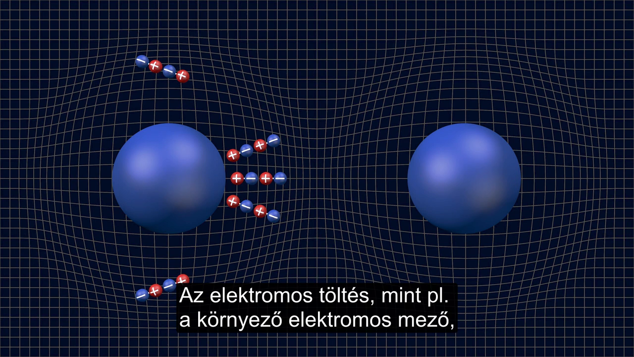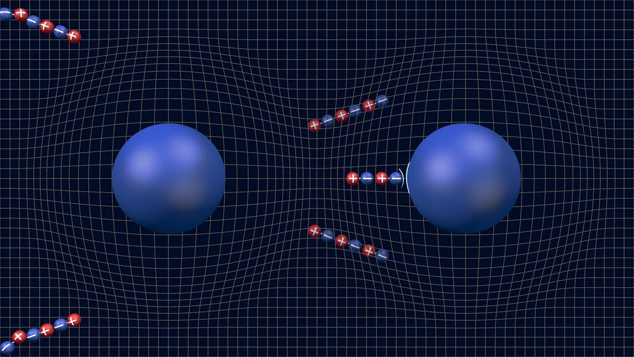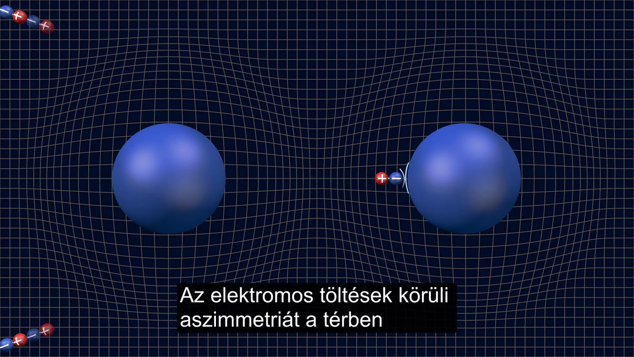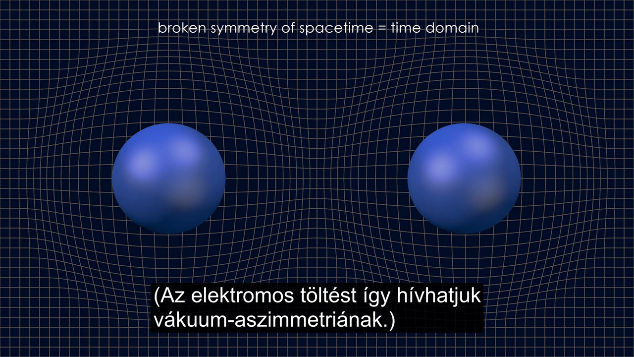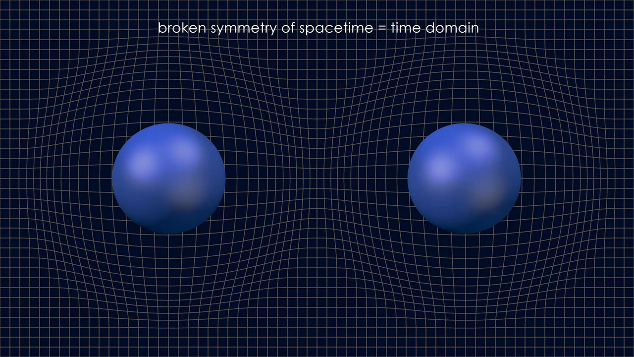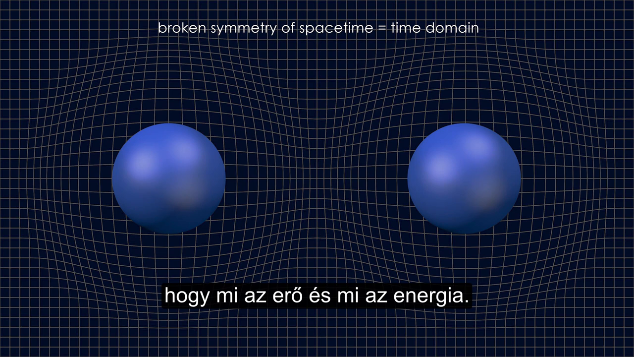An electric charge, such as a surrounding electric field, is also considered as a broken symmetry of the quantum vacuum. The asymmetry in space, which exists around electric charges, is what we call space asymmetry. Using this view, it is possible to define what force and energy are.